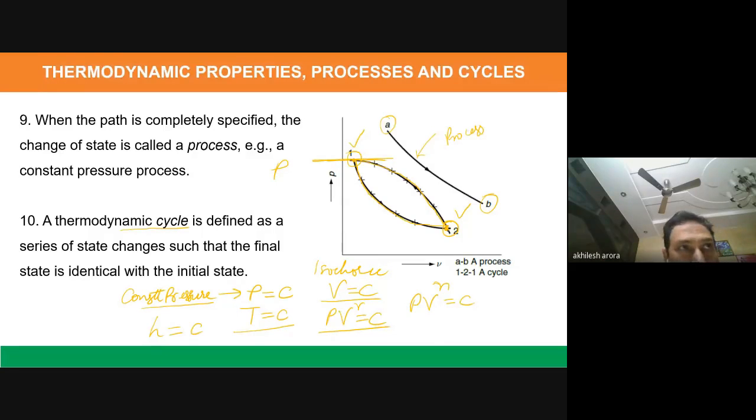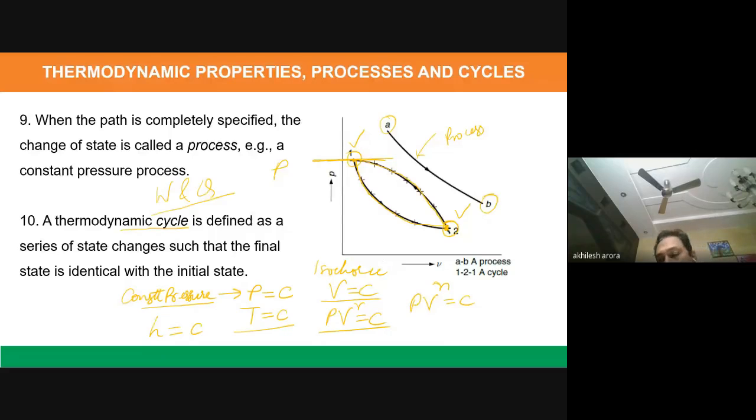Whether you take temperature, volume, pressure, or energy, that would be the same. Energy means internal energy or enthalpy. We are not talking about other forms of energy, for example work and heat transfer. Work and heat transfer, that means W and Q, are not properties.